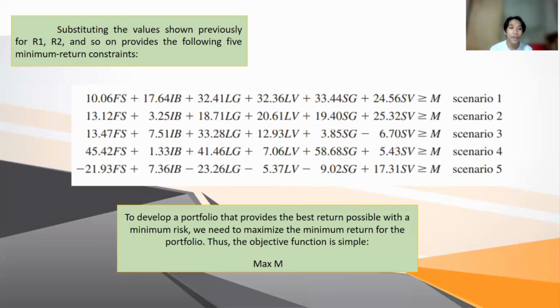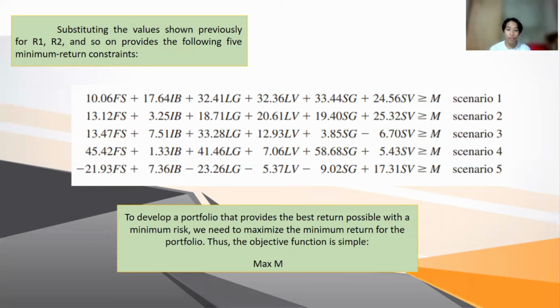Next is scenario 4, 45.42 FS plus 1.33 IB plus 41.46 LG plus 7.06 LV plus 58.68 SG plus 5.43 SV is greater than or equal to M. Then scenario 5, negative 21.93 FS plus 7.36 IB minus 23.26 LG minus 5.37 LV minus 9.02 SG plus 17.31 SV is greater than or equal to M.